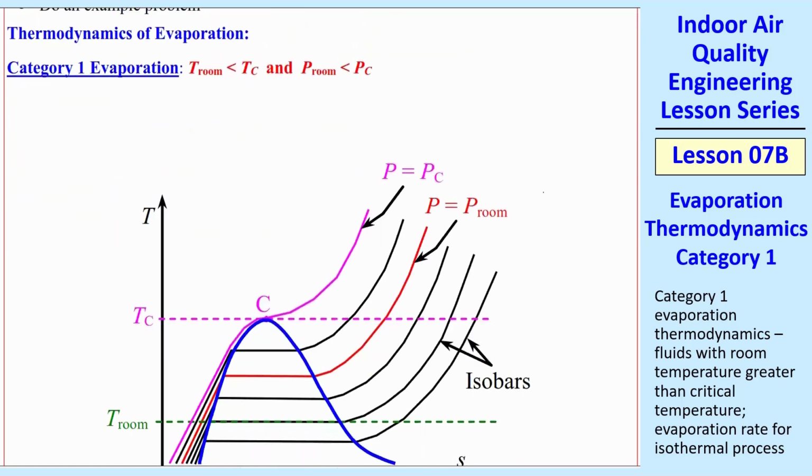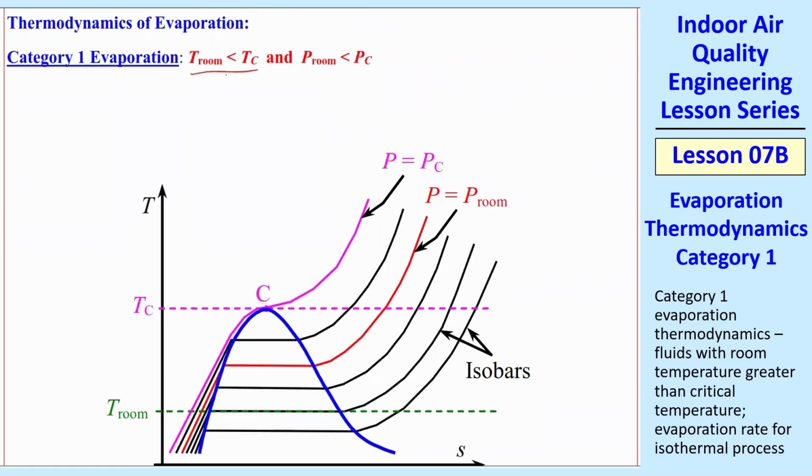What is Category 1 evaporation? It's when you have a liquid and you're in conditions where the room, we say room, this could also be the ambient. It doesn't have to be a room, it could be a tank or something. We're talking about a sealed container generally, or one that's almost sealed, and the ambient or the room temperature is less than the critical temperature, and the pressure of the room is less than the critical pressure.